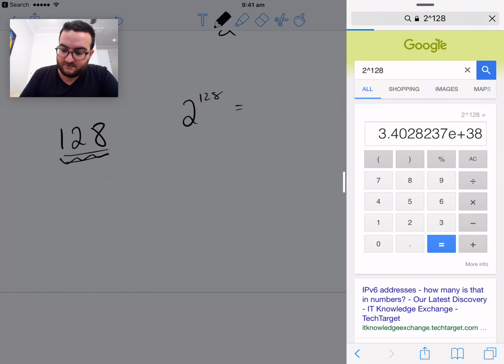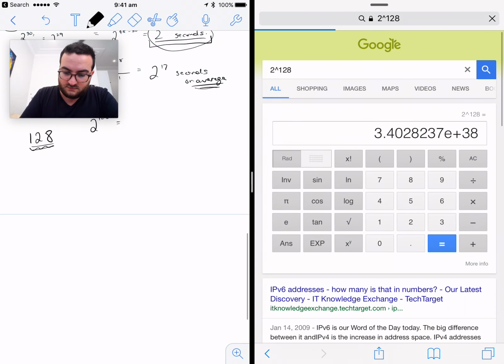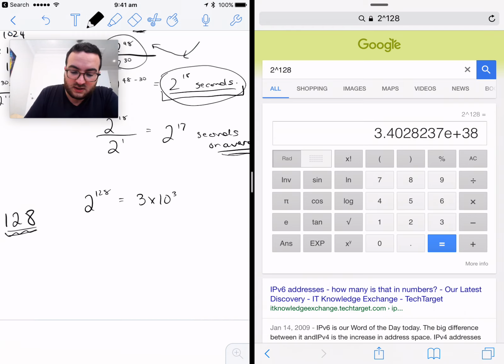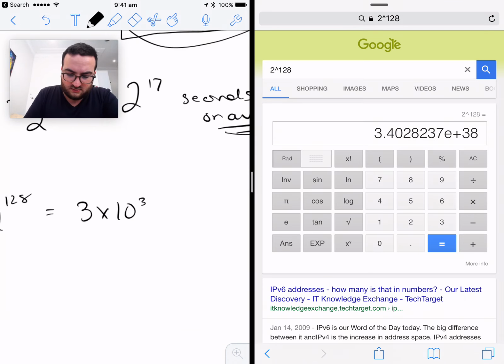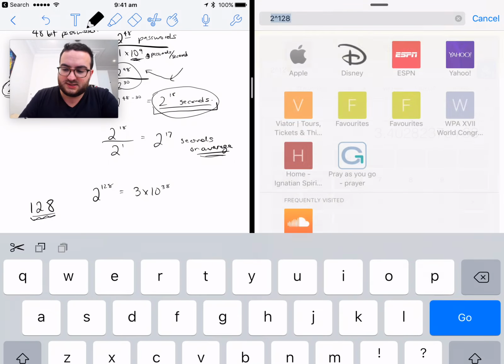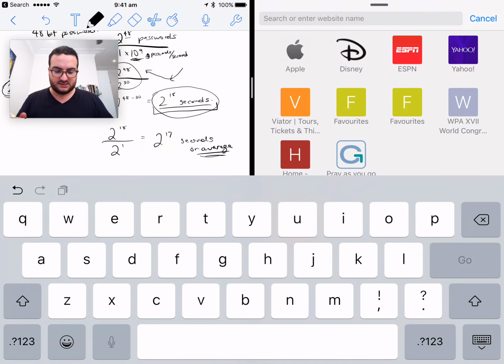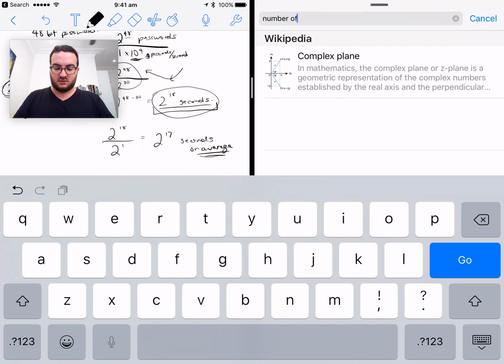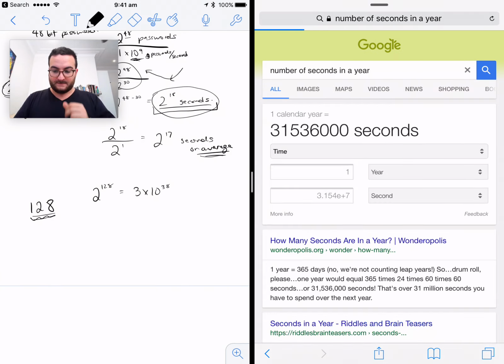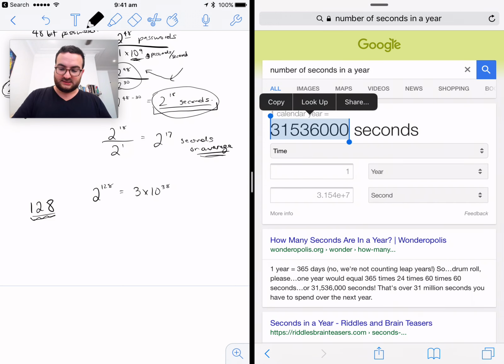It's 3 times 10 to the 38. To compare that, we want to compare it against some other numbers we know. So this is a really contrived example, but let's do it. Let's calculate the number of seconds since the beginning of the universe. So we'll type in number of seconds in a year. Okay, so it's that many seconds.